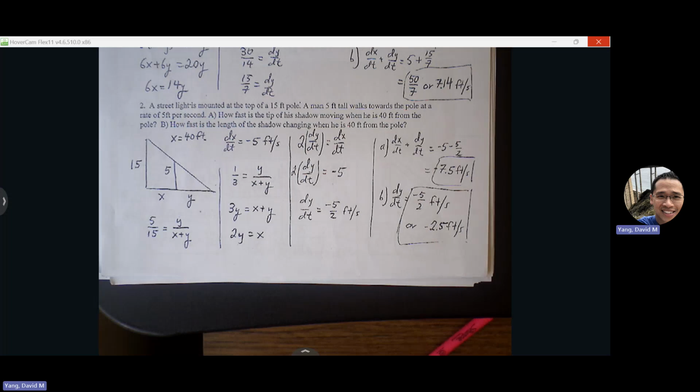Notice that now the person's walking towards the lamppost, so that means dx/dt is what? Negative. That distance is decreasing between the person and the lamppost, so we want that rate to be negative. For anything, you have to put it in the decimal? No, you can do it as a fractional form. But they're both going to be negative. Yeah. Negative 7.5 for A, negative 2.5 for B.